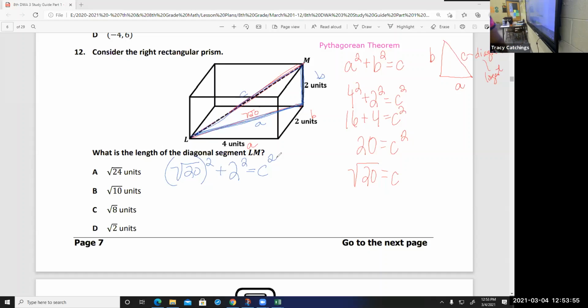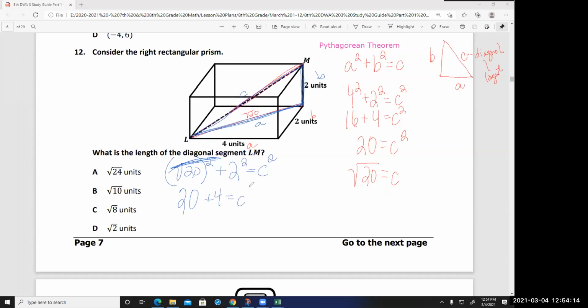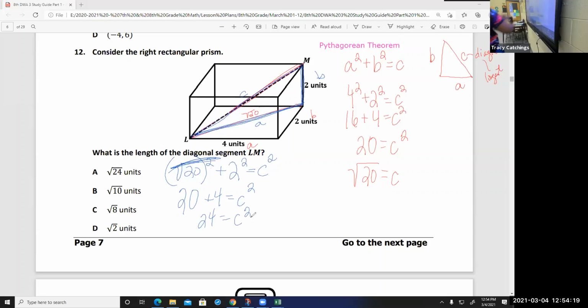What happens to a square and a square root? They get rid of each other, so we're going to get rid of that, leaving us with just what? That's why I was saying the square root and that square get rid of each other, so that's 2. All right, so what's 2 squared? 4. 20 plus 4. Good job. 24. And how do we get rid of that square? Square root. Good job.